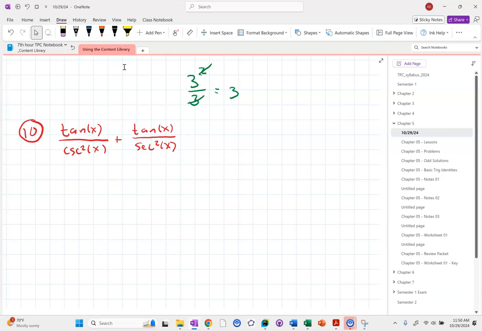You could, but I wouldn't. The only time I would use an odd even identity is if I have a negative x inside my trig function, and I don't have any negative x's anywhere, right? So that's the only time I'm going to look for an odd even. The majority of the time, reciprocal, quotient, and Pythagorean are really where my bread is going to be buttered.